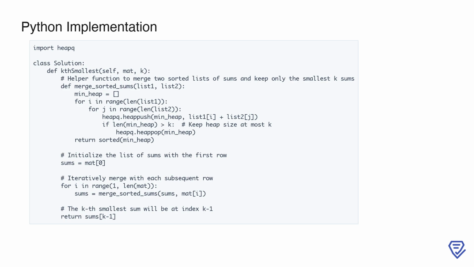Complexity analysis. Time complexity. For each pair of rows merged, the heap size is at most k, and there are n*m combinations to consider in the worst case. For m rows, this gives an overall complexity of approximately O(m k log k). Space complexity. The heap size is bounded by k, so the space usage is O(k). This solution ensures efficiency even for larger matrices, as it avoids generating all possible sums explicitly and instead focuses on maintaining the smallest sums dynamically.